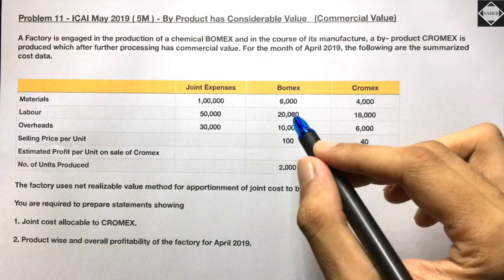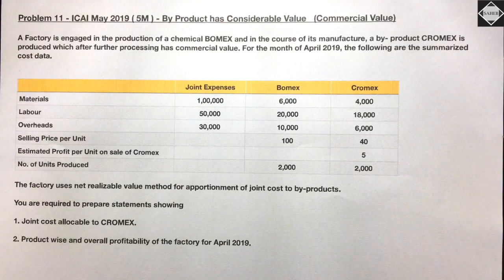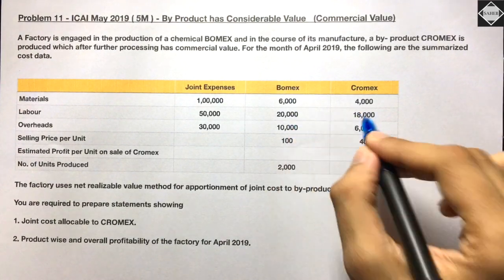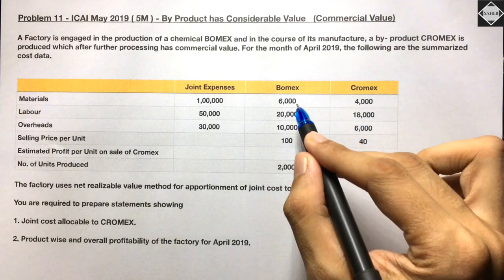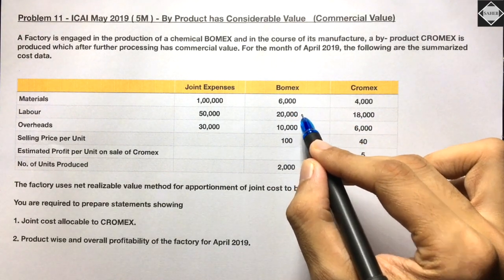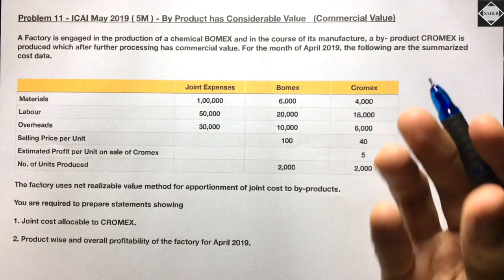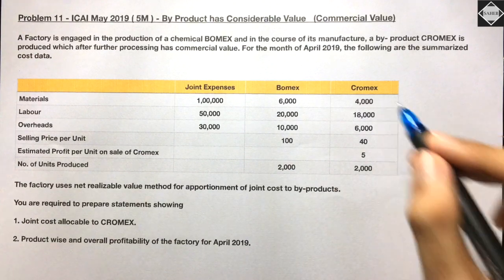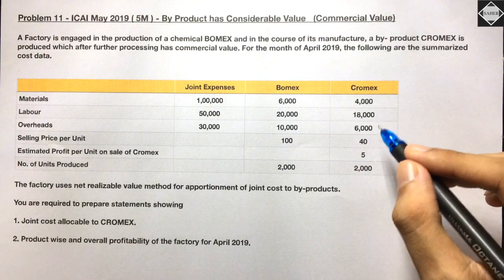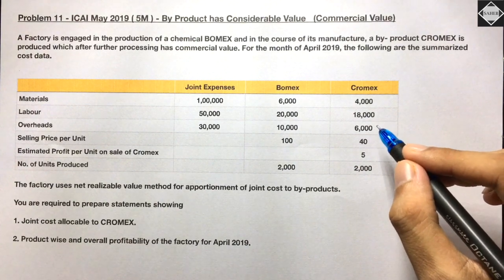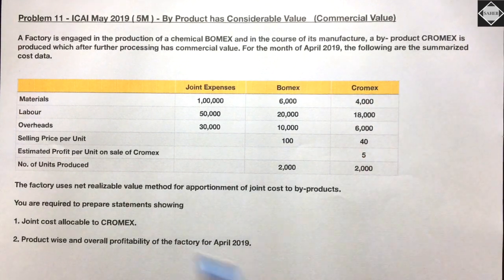And then here we have separate expenses of BOMX and CROMX. Separate columns means separate expenses. So what are these? These are further processing cost. So what is the further processing cost of BOMX? 6,000 plus 20, that is 26,000, plus 10,000, that is equal to 36,000. 36,000 is the further processing cost of BOMX. And of CROMX, 18,000 plus 4,000, that's equal to 22,000, plus 6,000, that's equal to 28,000. So 28,000 is the further processing cost of CROMX, material, labor, overheads.